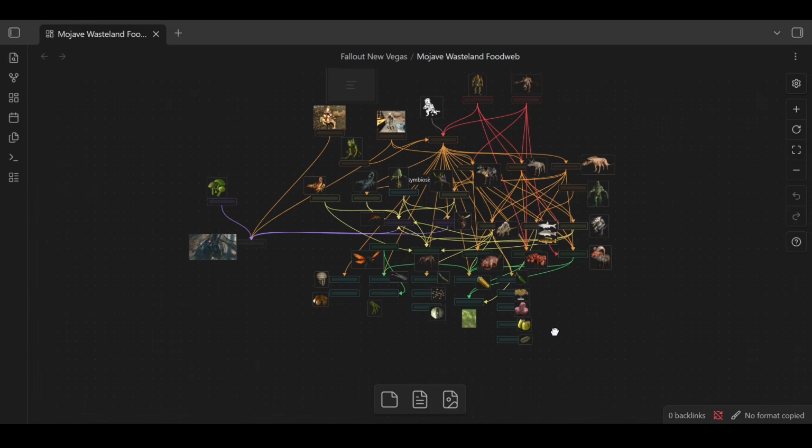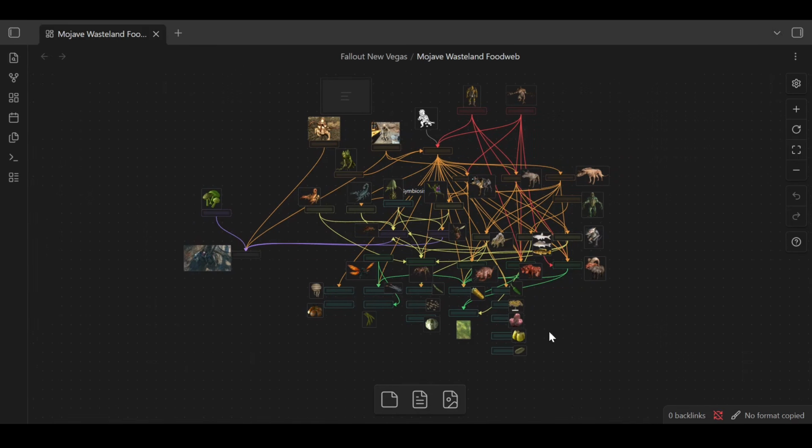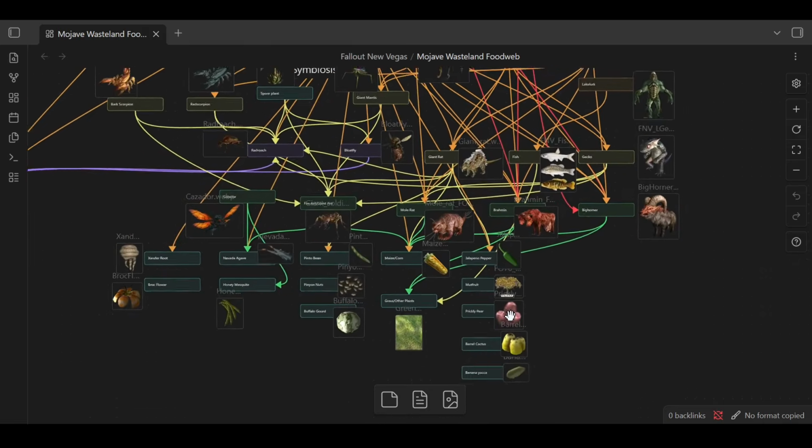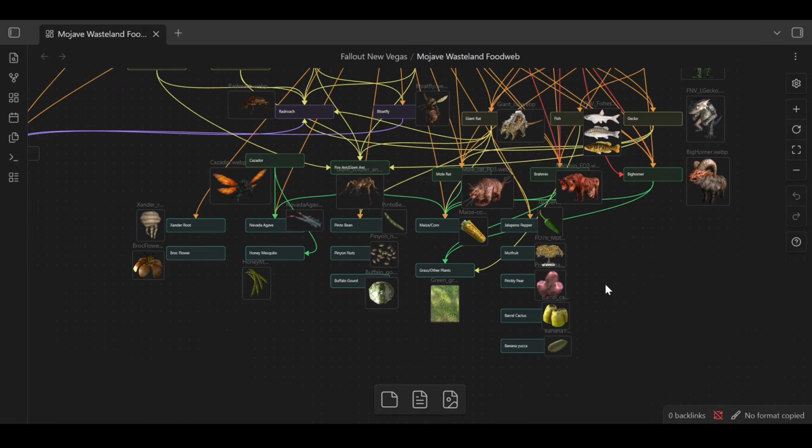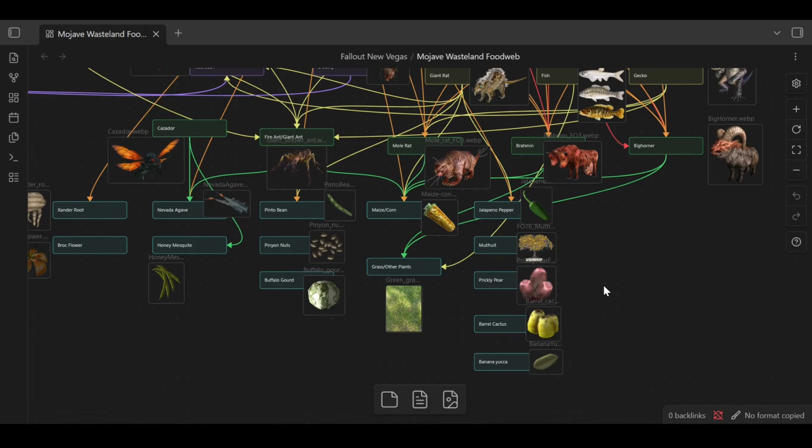So this is our Mojave Wasteland food web. We're starting at the bottom, we've got all the plants here. I have made some in-depth videos on all the different plants and things, so you can find them in the Science Fallout playlist and everything. So there's a lot of that.